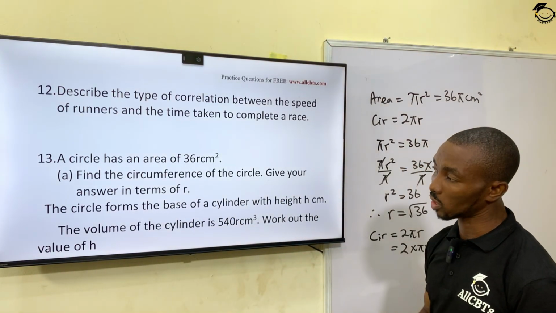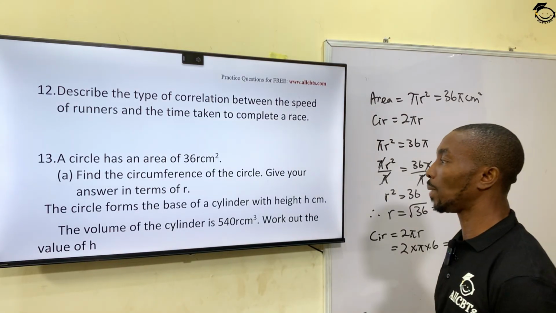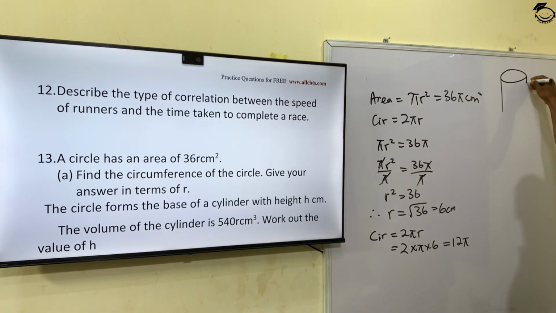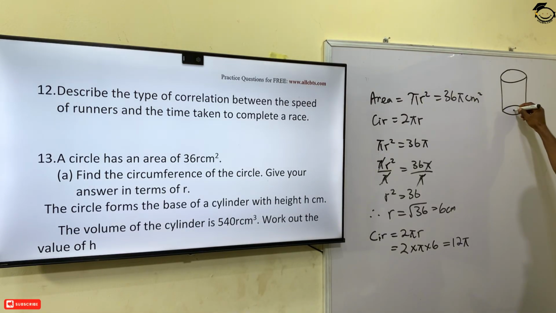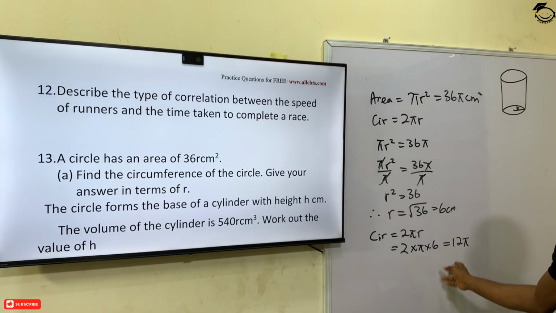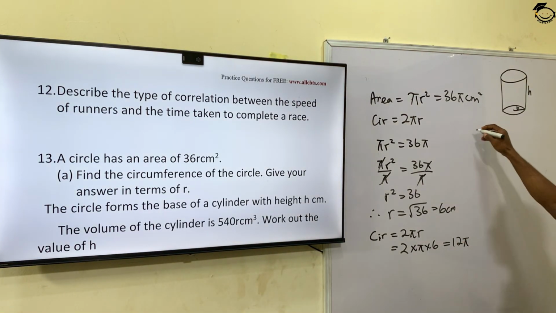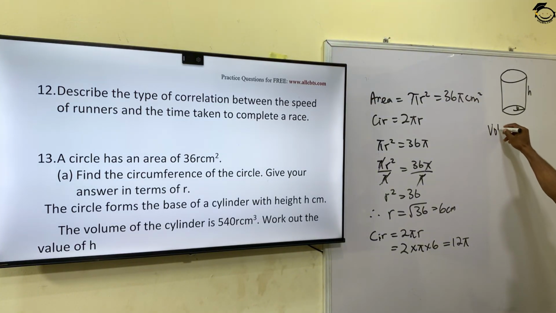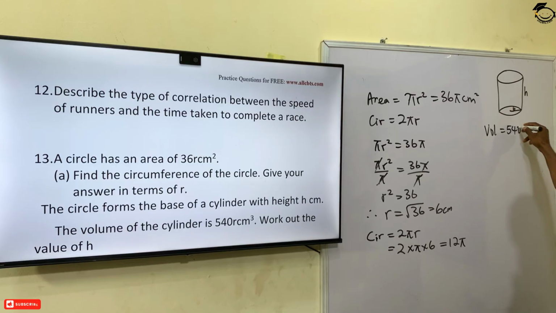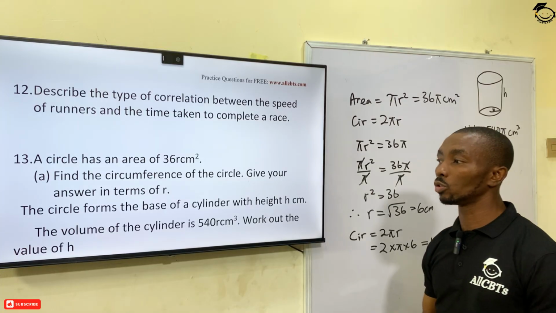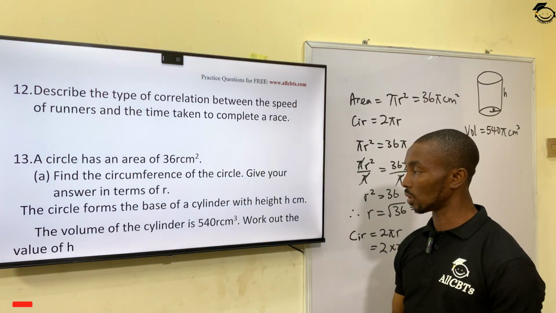Now, the next part of the question says, this circle forms the base of a cylinder. Okay, we have a cylinder this way, and the circle forms the base, where we know that our r is 6, and the circumference of the circle is 12 pi, with height h, and we are given the volume of this cylinder to be 540 pi centimeter cube. Now we are asked to work out the value of the height of the cylinder.